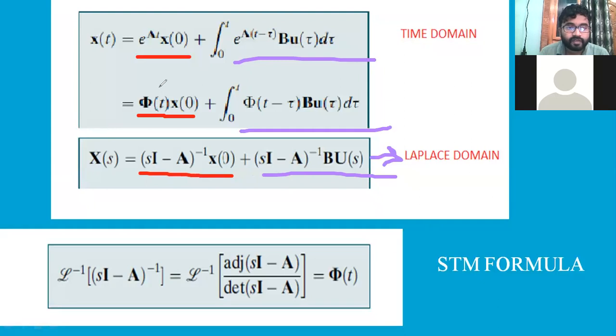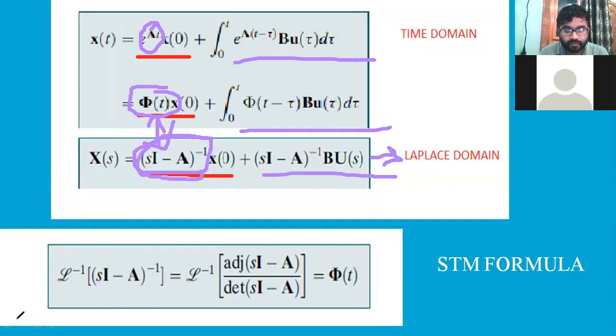So this phi of t, or e power At, is called the state transition matrix. So how do we obtain the state transition matrix? Compare these two. This is in the time domain, and this is in the Laplace domain. If you obtain the inverse Laplace transform for this, your task is over. You will get phi of t.